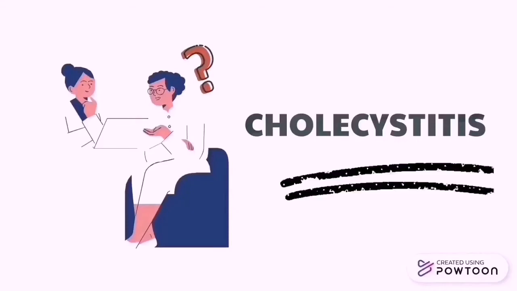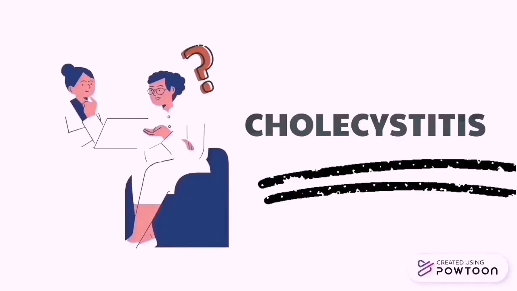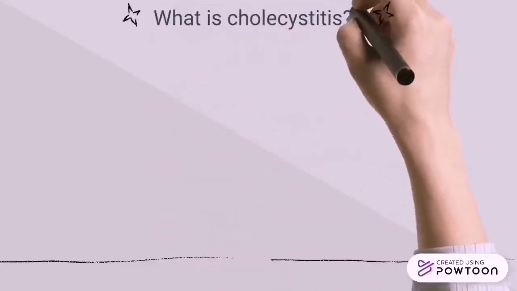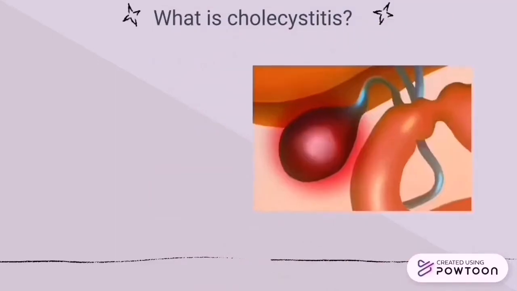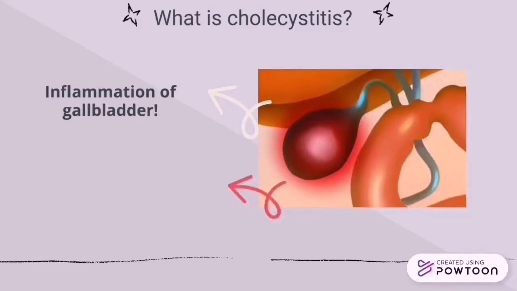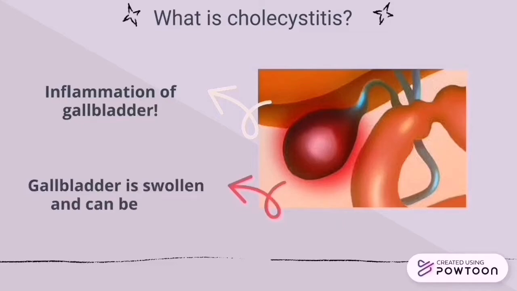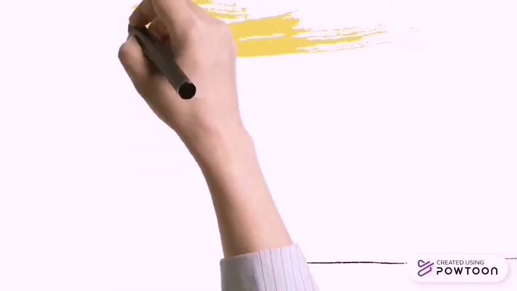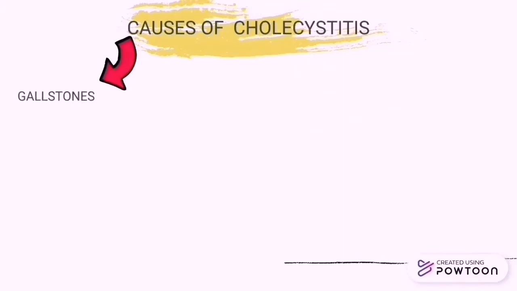Hi, we will explain about a disease known as cholecystitis. What is cholecystitis? Cholecystitis is gallbladder inflammation. This occurs when the cystic duct, the drainage pathway of the bile contained in the gallbladder, is blocked. The gallbladder is swollen and can become infected. It normally happens because of several causes of cholecystitis.